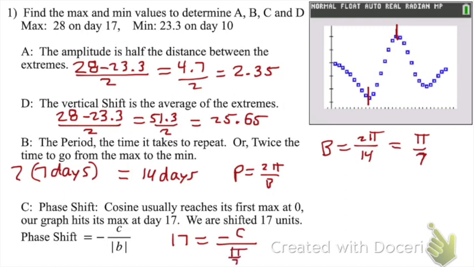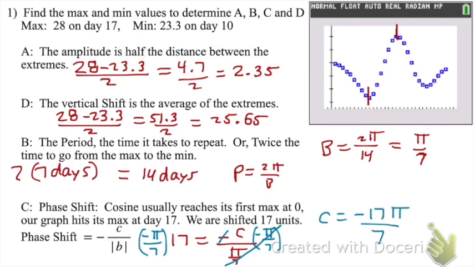If we want to move the pi sevenths to the other side, we multiply both sides by pi sevenths. I'm also going to do a negative at the same time so we get a positive C value. So we multiply both sides by negative pi sevenths. This wipes out the denominator, it changes this to positive, and we get C is negative 17 pi over 7. That is my C.